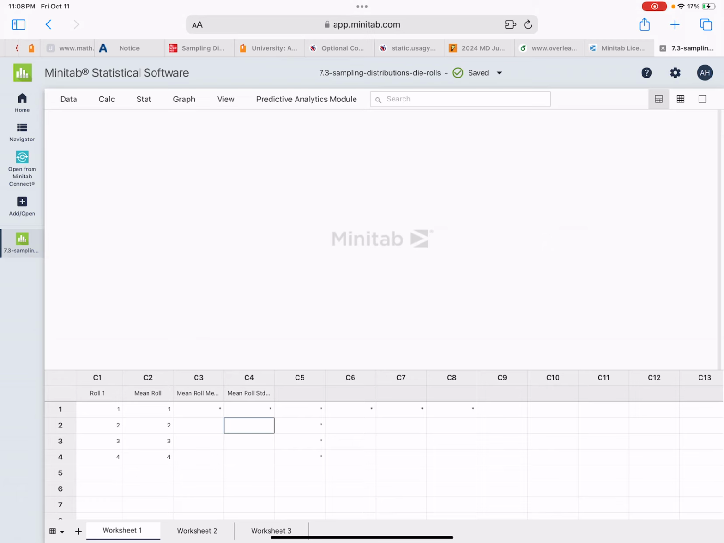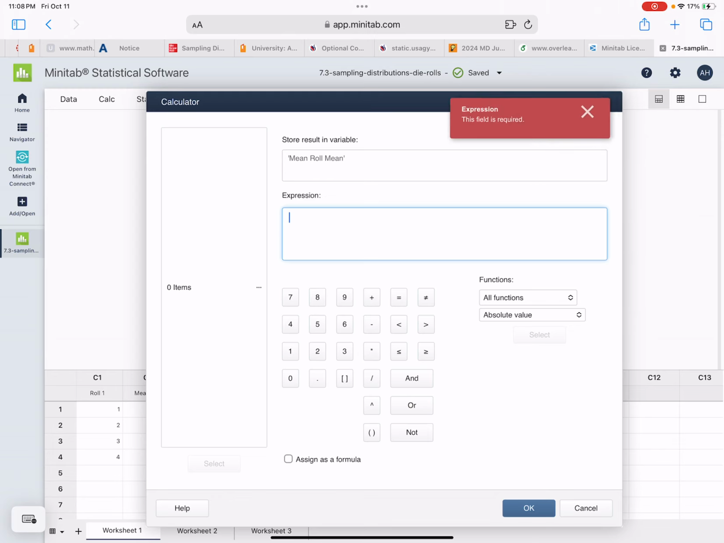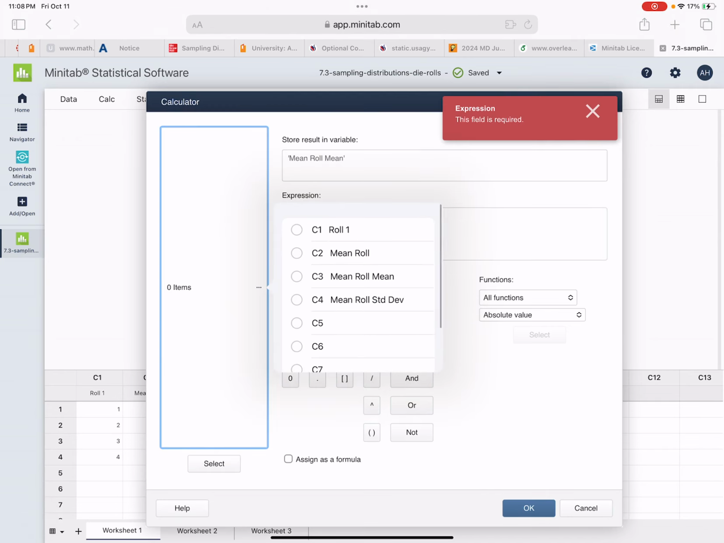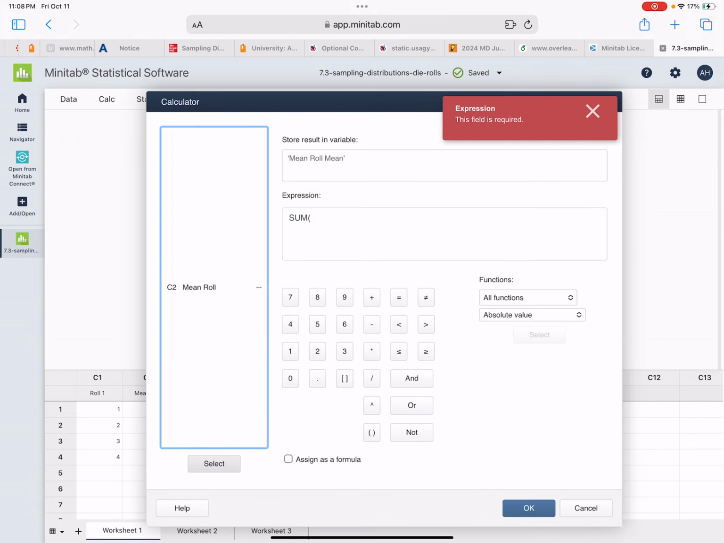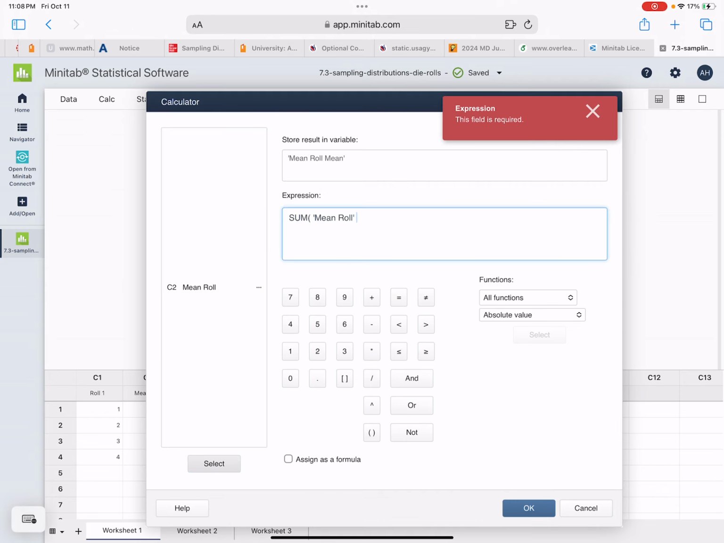It's 1 plus 2 plus 3 plus 4. It's 10, divided by 4. It's 2.5. Let's just formalize this. Store the result in mean roll mean. The expression is going to be, because we just want to be all formal about this, the sum of the mean rolls divided by 4. And that should give us 2.5.